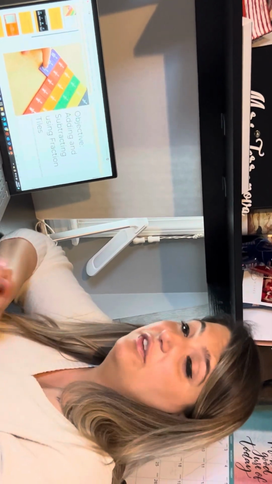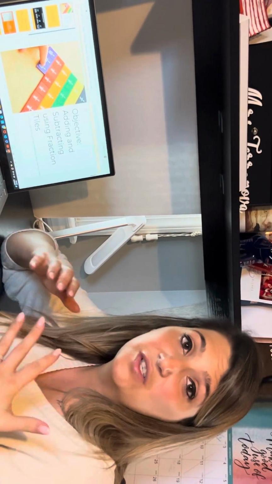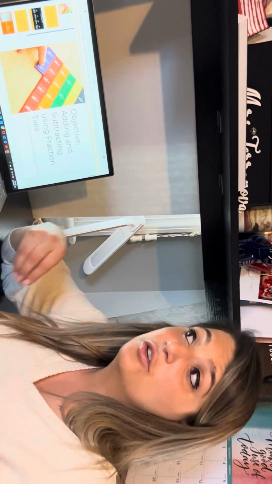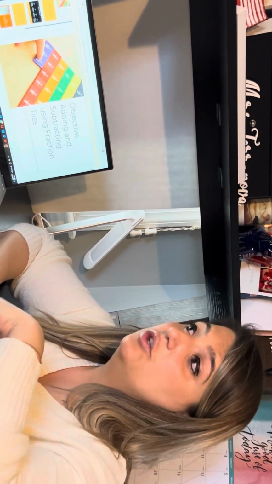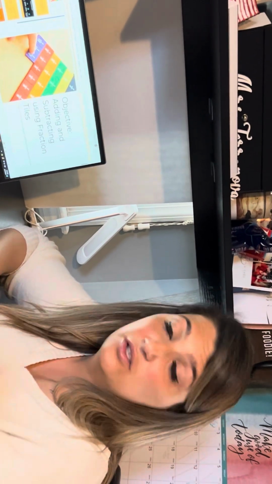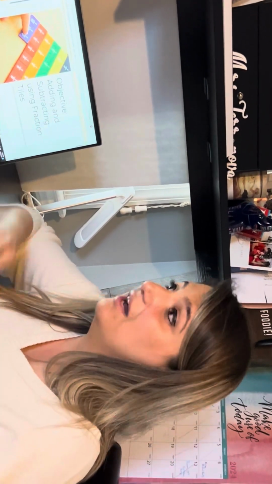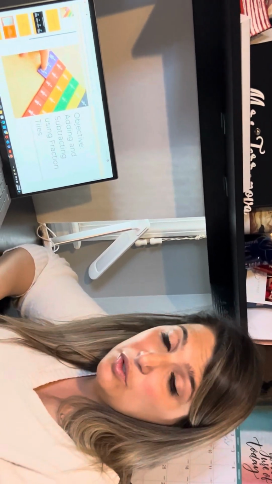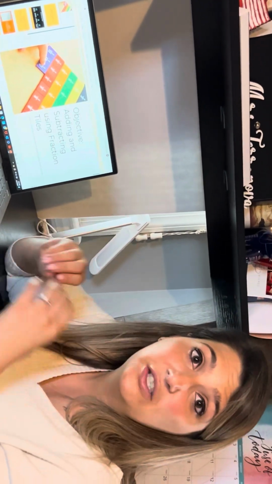Okay, so now we're gonna go into groups. And before we go into groups, I'm gonna show you first how to use the mixed tiles. And then you're gonna go into your groups and practice with the mixed tiles as well, adding and subtracting fractions. It's gonna be super simple. We're not finding least common multiples. We're just adding and subtracting using mixed tiles.